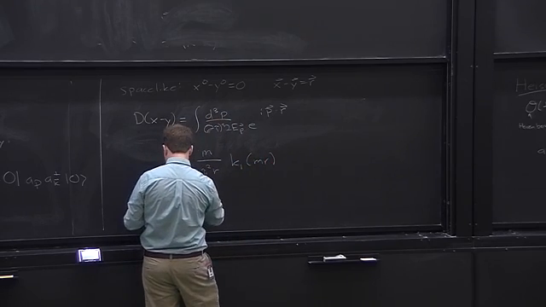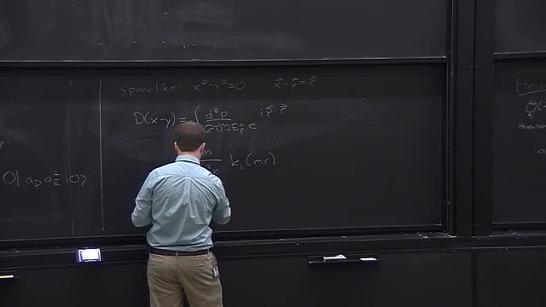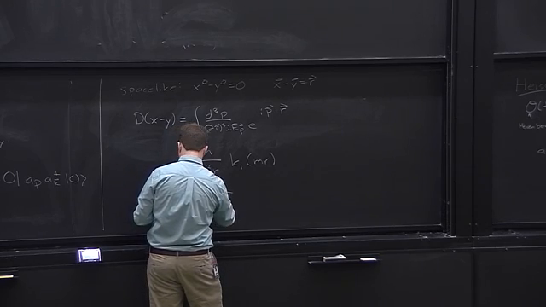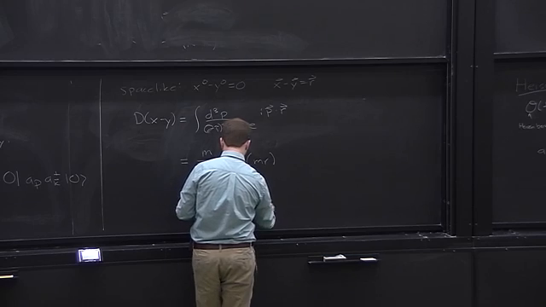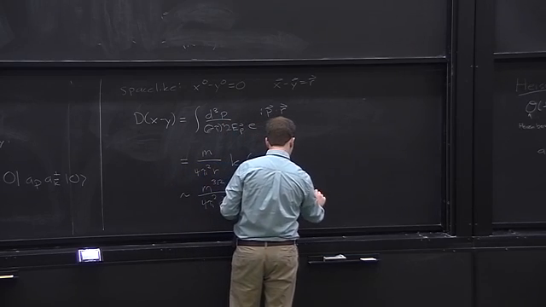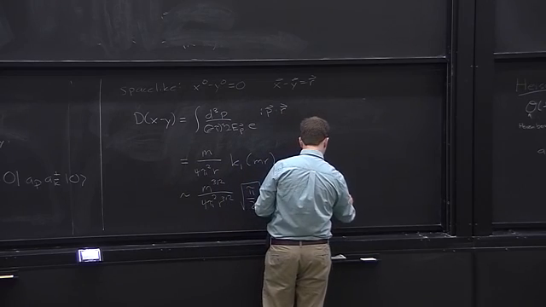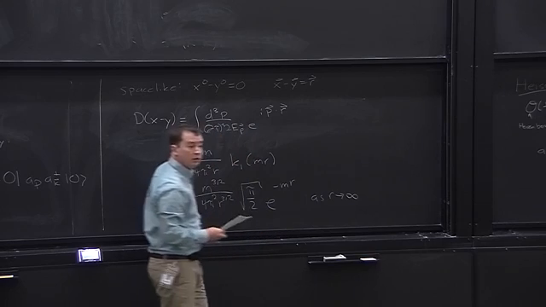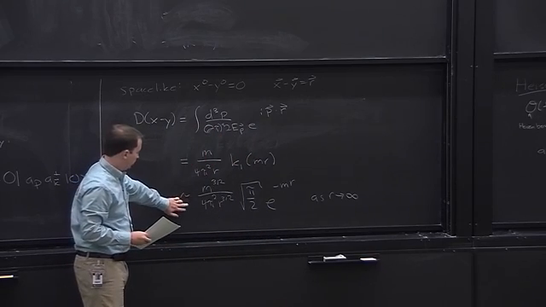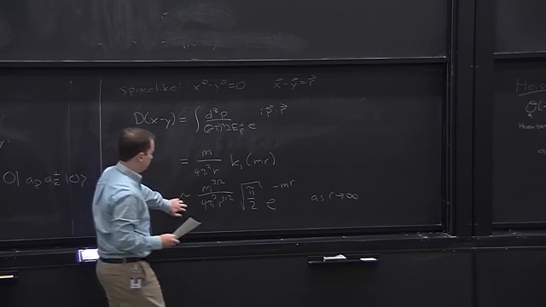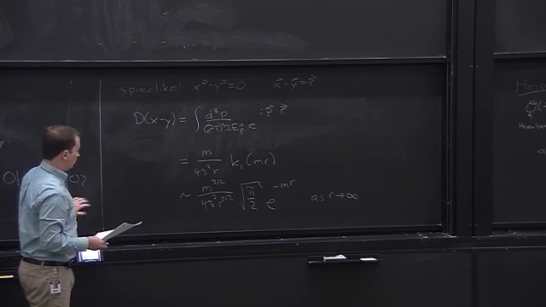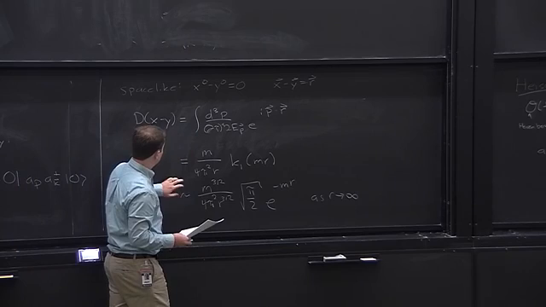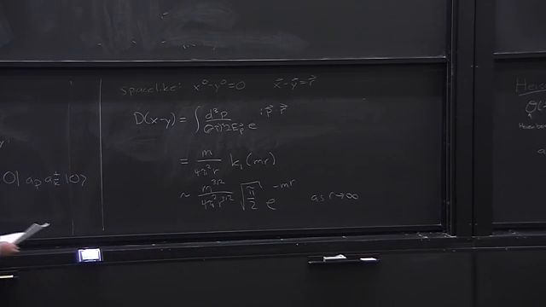which asymptotically looks like m to the 3/2 over 4 pi squared r to the 3/2, pi over 2, e to the minus mr, as r goes to infinity, which is not 0. And that probably should be surprising to you. We have just calculated the amplitude for a particle to propagate from y to x, non-zero even outside of the light cone.